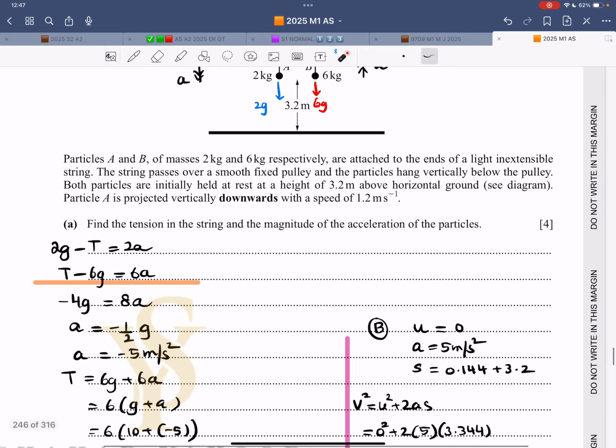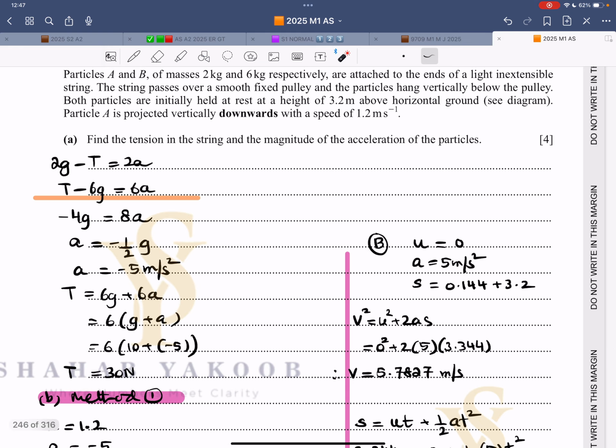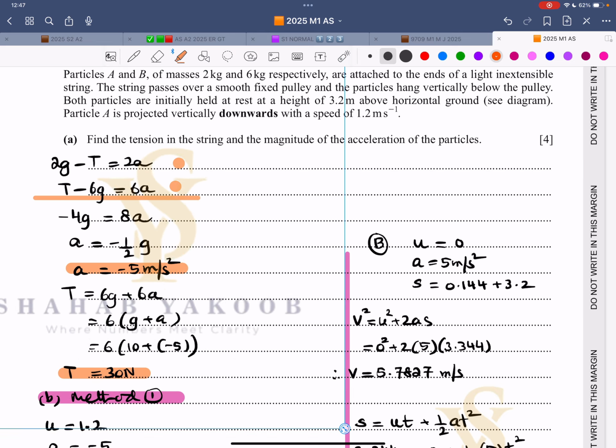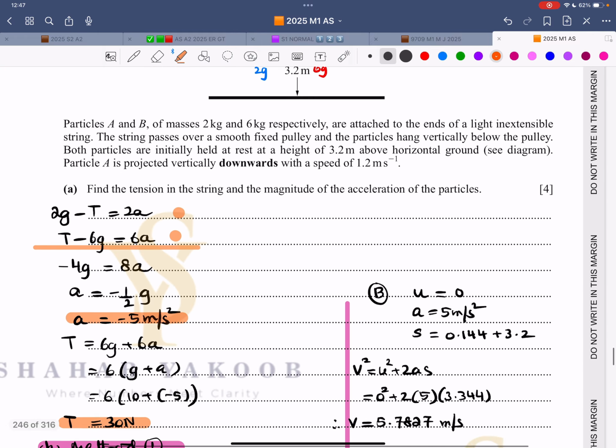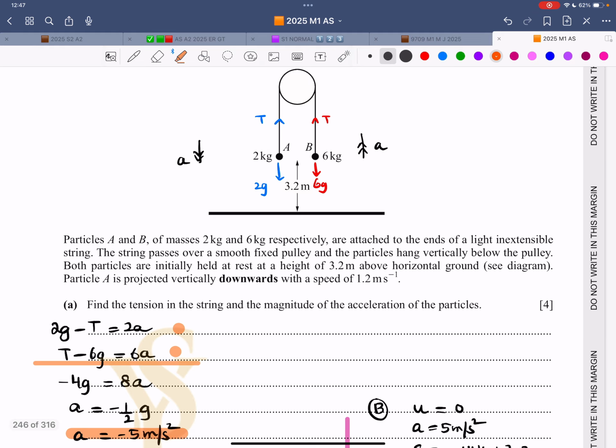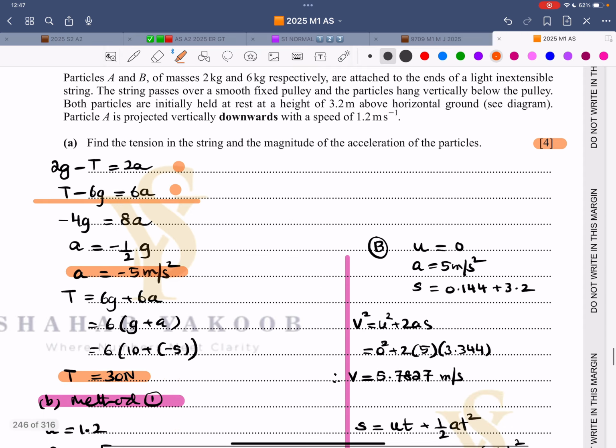And t minus 6g is 6a, therefore a comes out to be negative. That is what you are getting. So a is negative 5 meters per second squared. The tension, plug in any one of these two equations, that comes out to be 30 Newton. That thing is done. So now the next one, what is it asking? Find the tension, and this thing, that is for 4 marks.